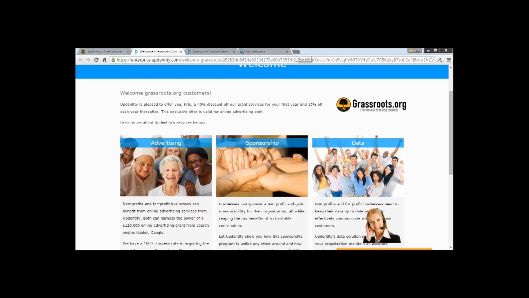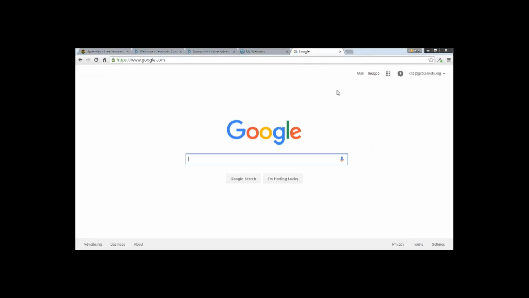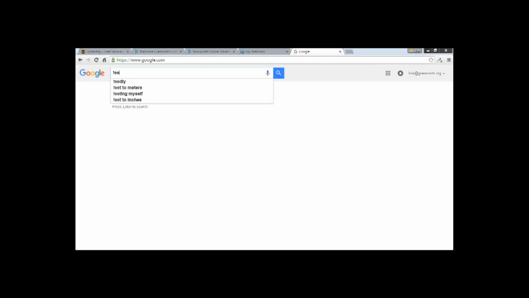Yep. Okay. So basically, Google is the number one search engine. People use it so frequently to search for stuff. So say somebody is searching online for feeding the hungry. That's just one that I'm guessing will probably pull something up.